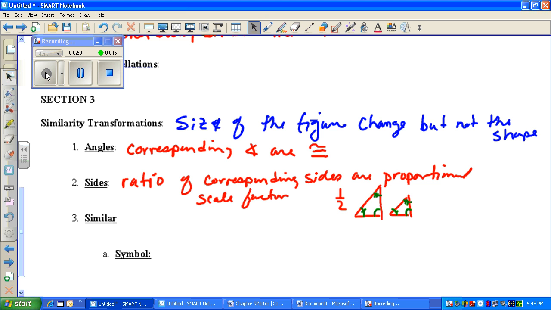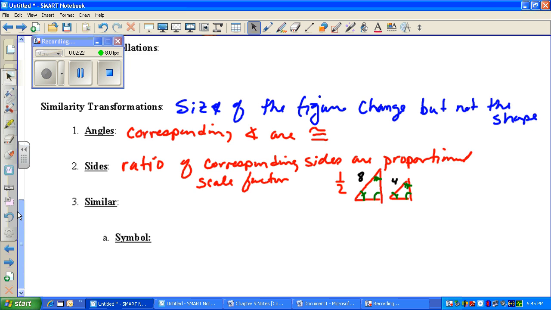You can see that they're different sizes, and the sides then would be proportional. They would be half as long. So the corresponding sides, here's my hypotenuse. If it was 8, the corresponding side, half, would be 4. We'll have an activity on that again, like I said.